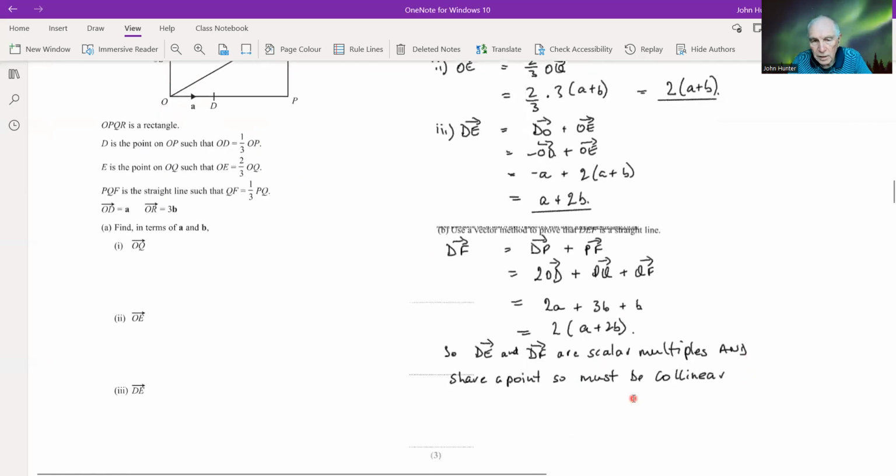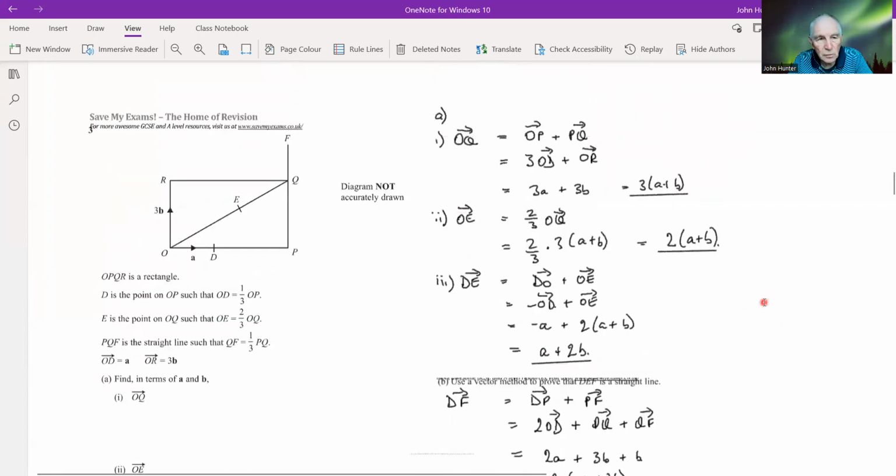So now we can see that DE and DF are scalar multiples of each other. DF is in actual fact twice DE, 2 times. So they're scalar multiples and they share a point, so they must be collinear. And that means that DEF is therefore a straight line. Okay, so that is question 3.